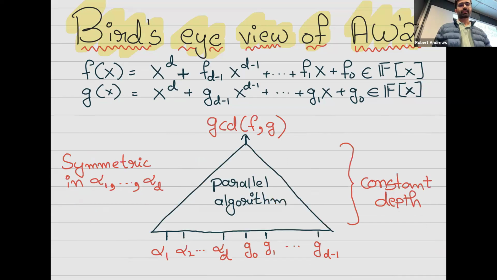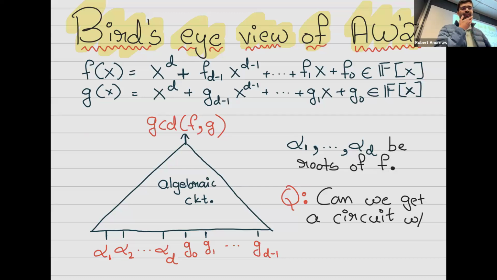Okay. I have not been very explicit in what I said, but I hope that if alpha 1 up to alpha d, the roots, are given, then I have a parallel algorithm that comes to the GCD. At a high level, this idea is conveyed. Okay.